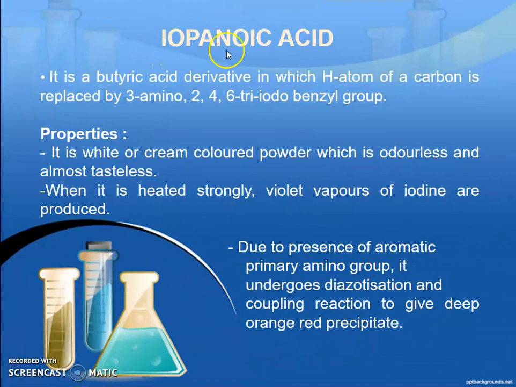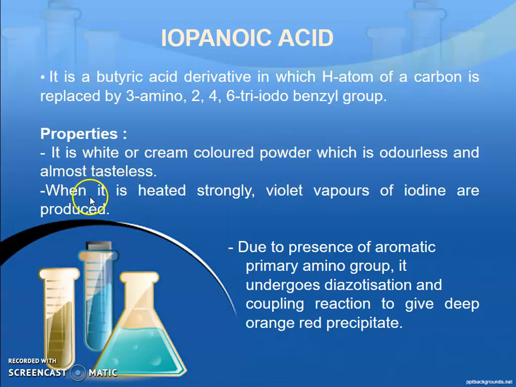Next drug is iopanoic acid. It is a butyric acid derivative in which the hydrogen atom of the carbon is replaced by a 3-amino-2,4,6-triiodobenzyl group. Property: it is white or creamy colored powder which is odorless and almost tasteless.